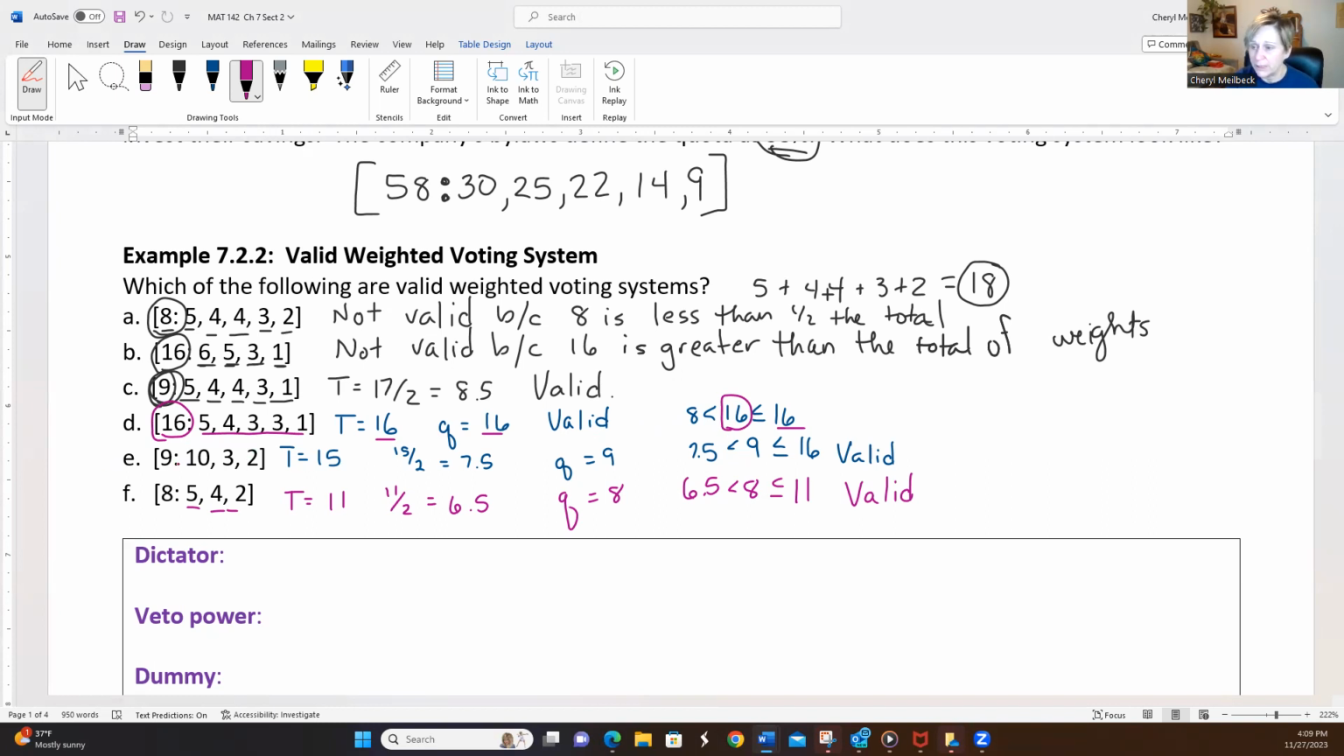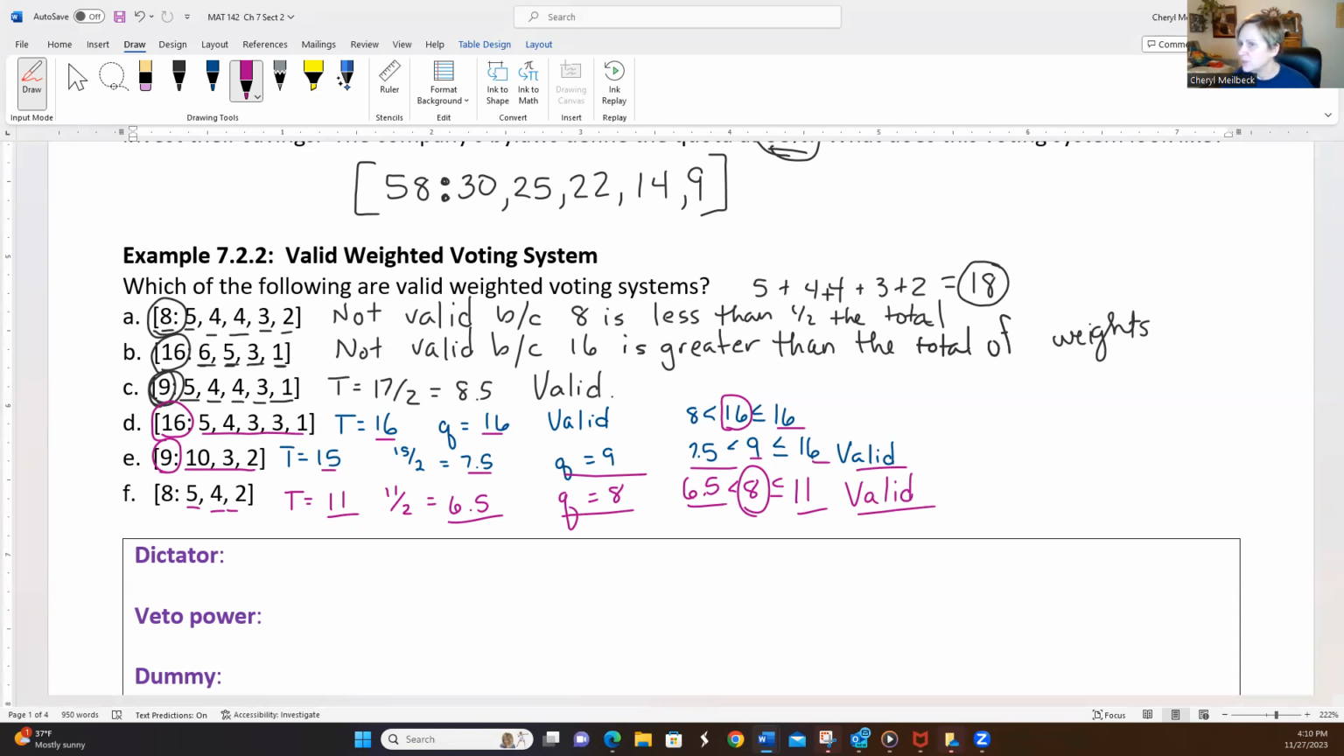If we look at part E, my quota is 9. And if you add up the weights, you get 15. 15 divided by 2 is 7.5. My quota is 9. So 9 is in between the 7.5 and 16. So we have a valid voting system. Similar in letter F, my total is 11. My quota is 8. Half the total, 6.5. So 8 is in between 6.5 and 11. So we have a valid voting system.